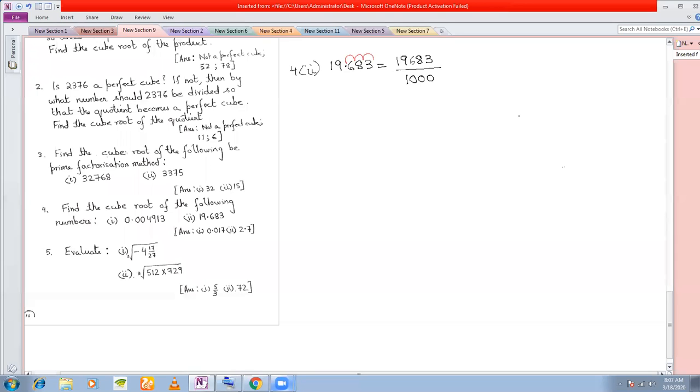Now the question arises here, which method should you use, prime factorization method or approximation method? Now you can use your prime factorization method, no problem, but since this is a 5-digit number, it is better to use approximation method. It's a big number. Okay, so what we'll do here is we'll find out the cube root of 19683 by approximation method.